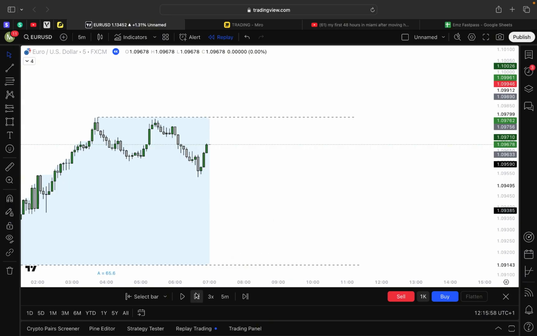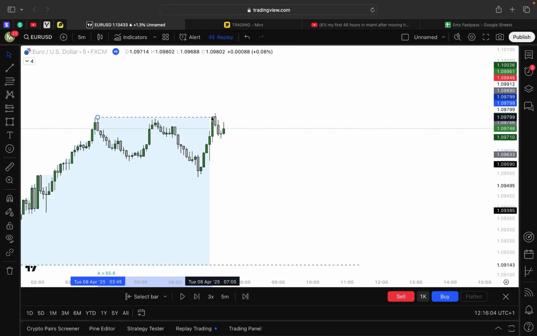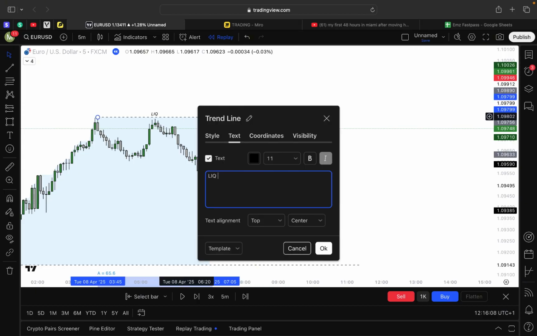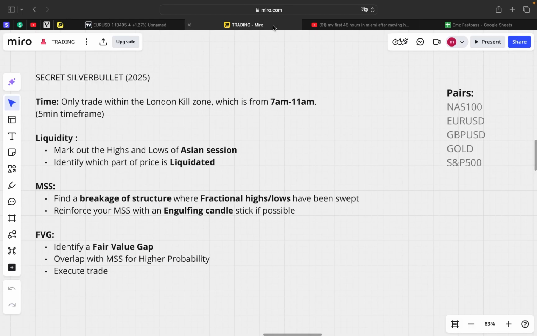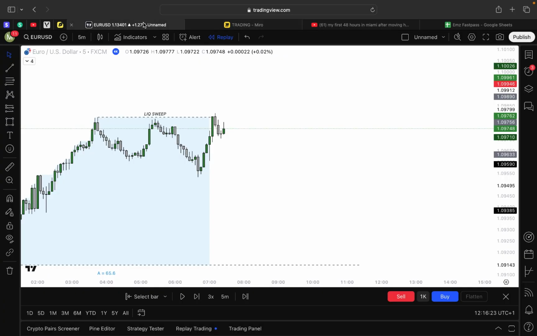Let's say it took out the highs. I'm going to play fast forward. You can see right there it's completely taken out the highs. So this will be our liquidity sweep, right? So this is our liquidity sweep right there. Once we do get the liquidity sweep, what we need to do from here on out, okay? We need to find a break of structure where fractal highs and lows have completely been swept, and we can reinforce our market structure shift with an engulfing candlestick, right?